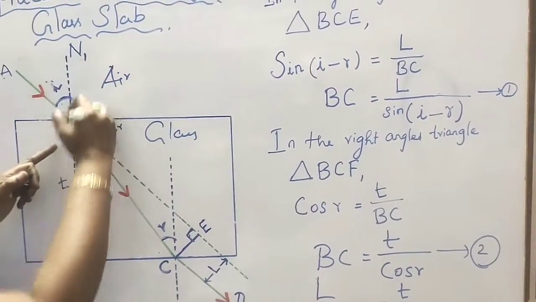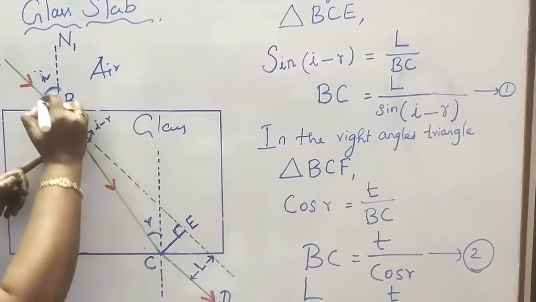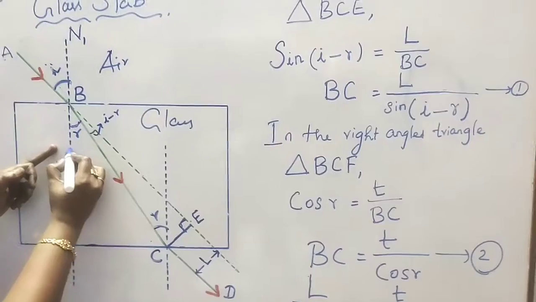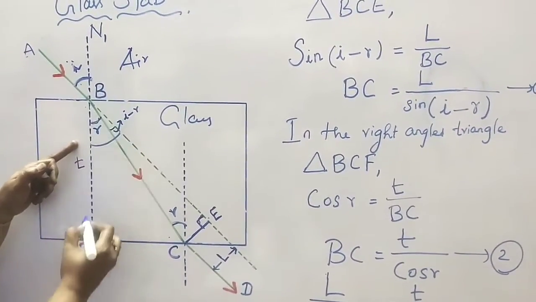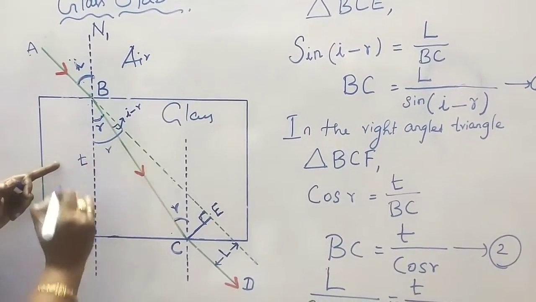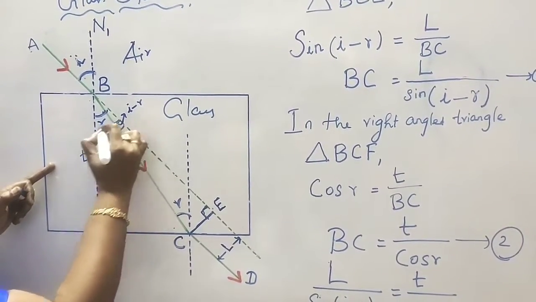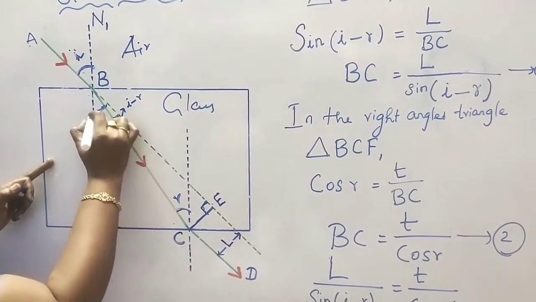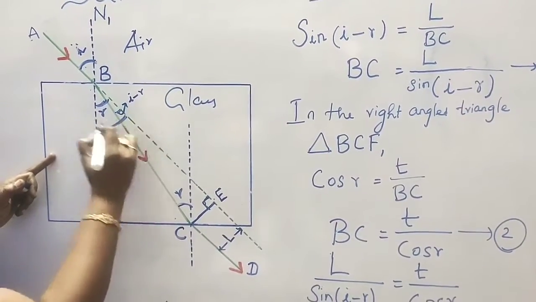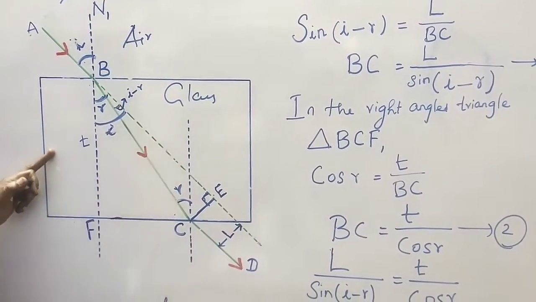See here, the opposite angles are equal. So if it is I, this is also I. This is R. So what about this angle? The whole angle is I, and this is R. So what is the remaining angle? It is nothing but I minus R.